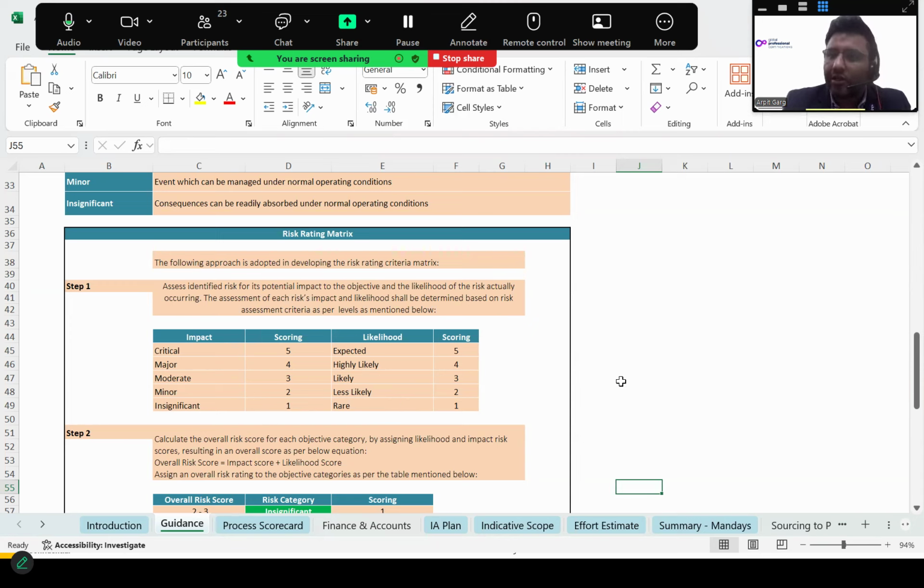So based on that, a risk score is created. And please hold on to your thoughts for a while, and once we have gone through every part of what we are talking about, I will be happy to take up any questions. So, people, this is basically the impact and likelihood criteria.